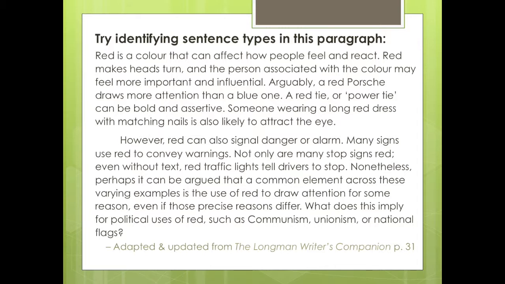Okay, a red tie or power tie can be bold and assertive. Someone wearing a long red dress with matching nails is also likely to attract the eye. So we've got some different examples, different settings where the same rule applies. So these are developing sentences, and if you're following the TEEL model of topic, example, evidence, and link, then we're going into some examples, and evidence is not really a factor.